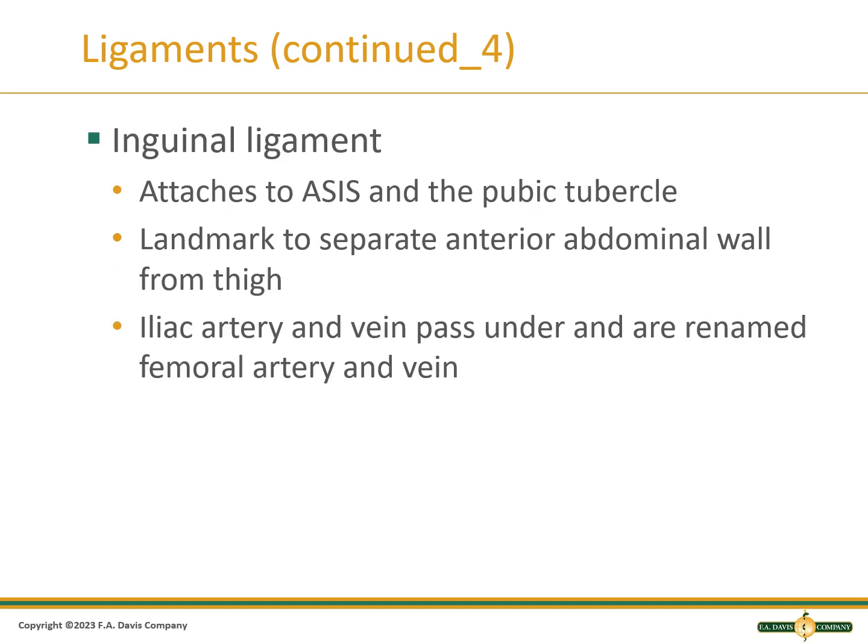If you'll remember from earlier in the lecture, the inguinal ligament makes up the superior border to our femoral triangle, where our femoral vein, artery, and nerve enter into the lower extremity. Our inguinal ligament attaches to the ASIS and the pubic tubercle, so it spans those bony prominences. It is the landmark to separate the anterior abdominal wall from the thigh. The iliac artery and vein pass under it, and that's when they are renamed the femoral artery and vein. So the inguinal ligament is that kind of line of demarcation for where that change happens.